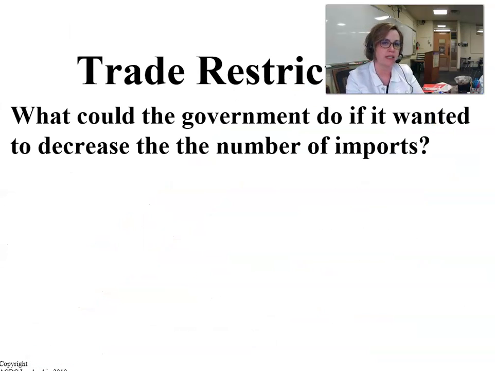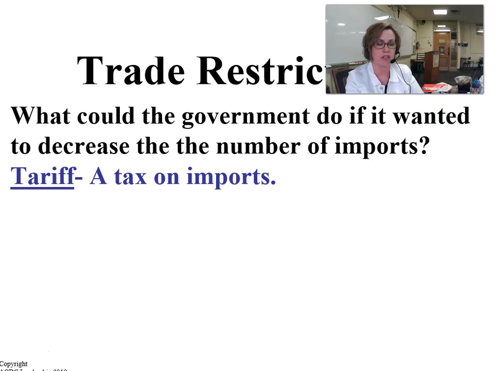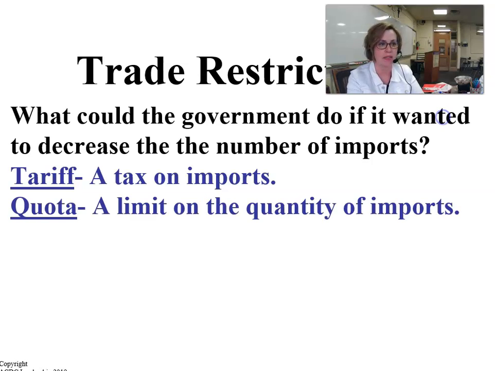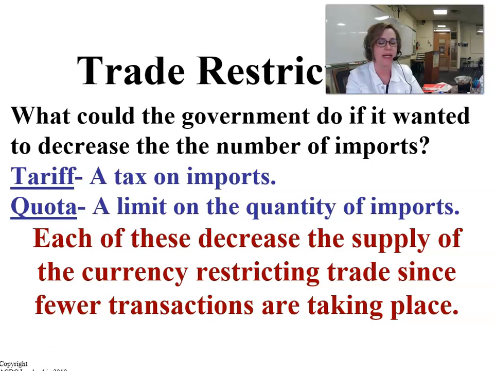What could the government do if it wanted to decrease the number of imports coming into a country? They could impose tariffs, which a tariff is specifically a tax on imports. They could impose a quota, which limits the quantity of imports. Each of these will decrease the supply of currency, restricting trade since fewer transactions are actually taking place.